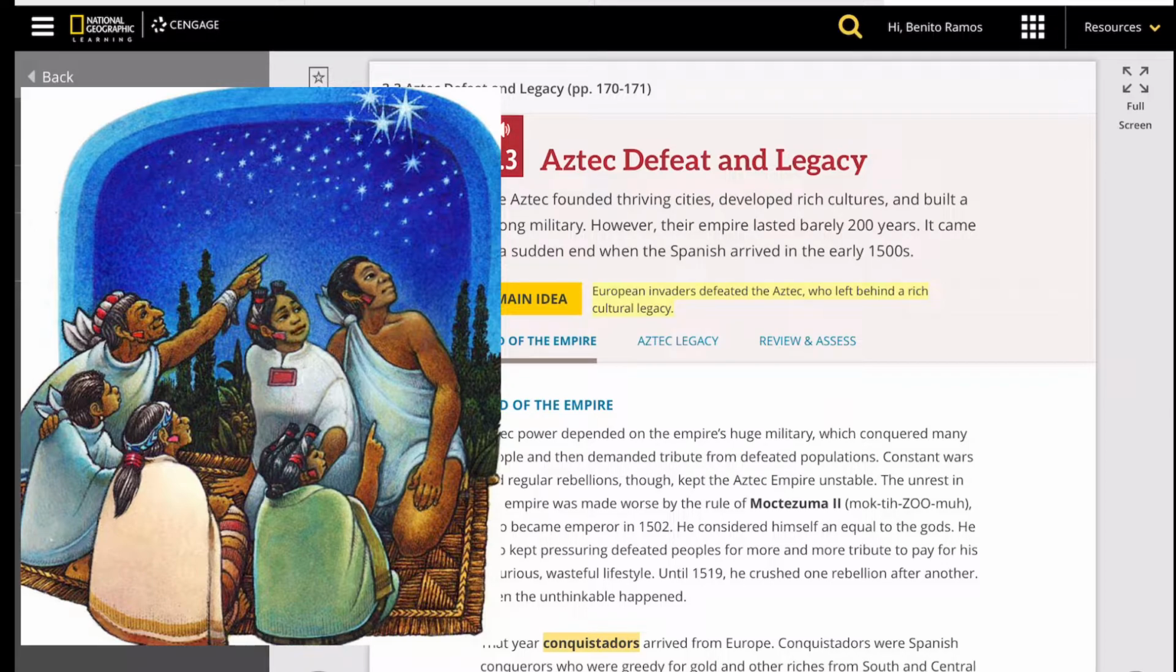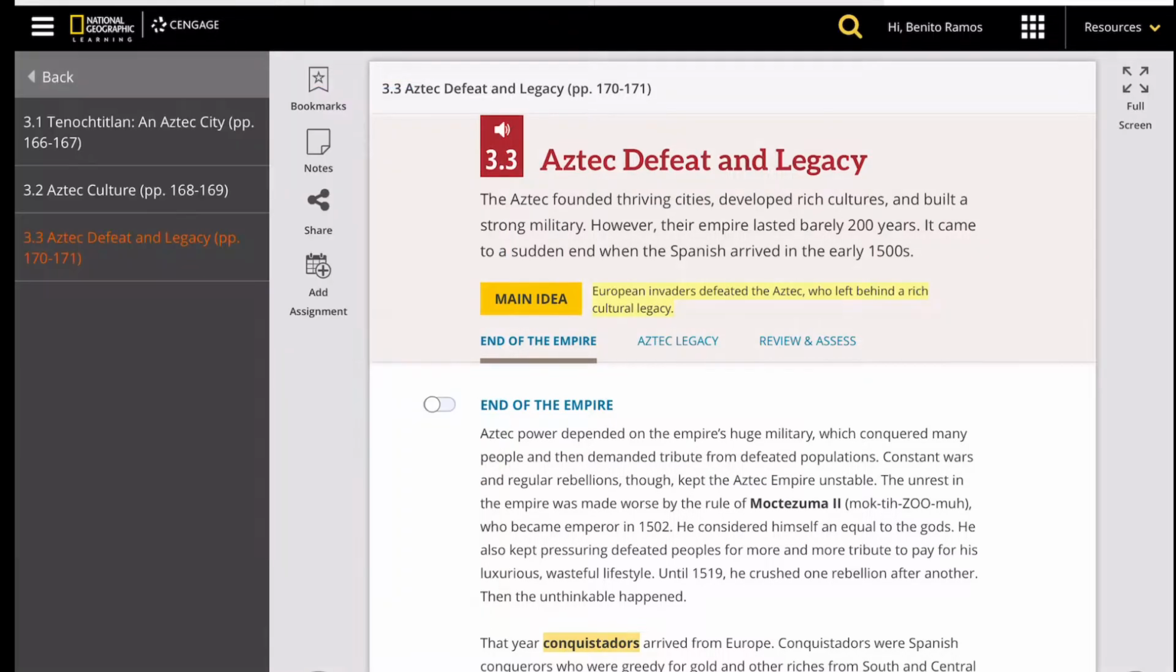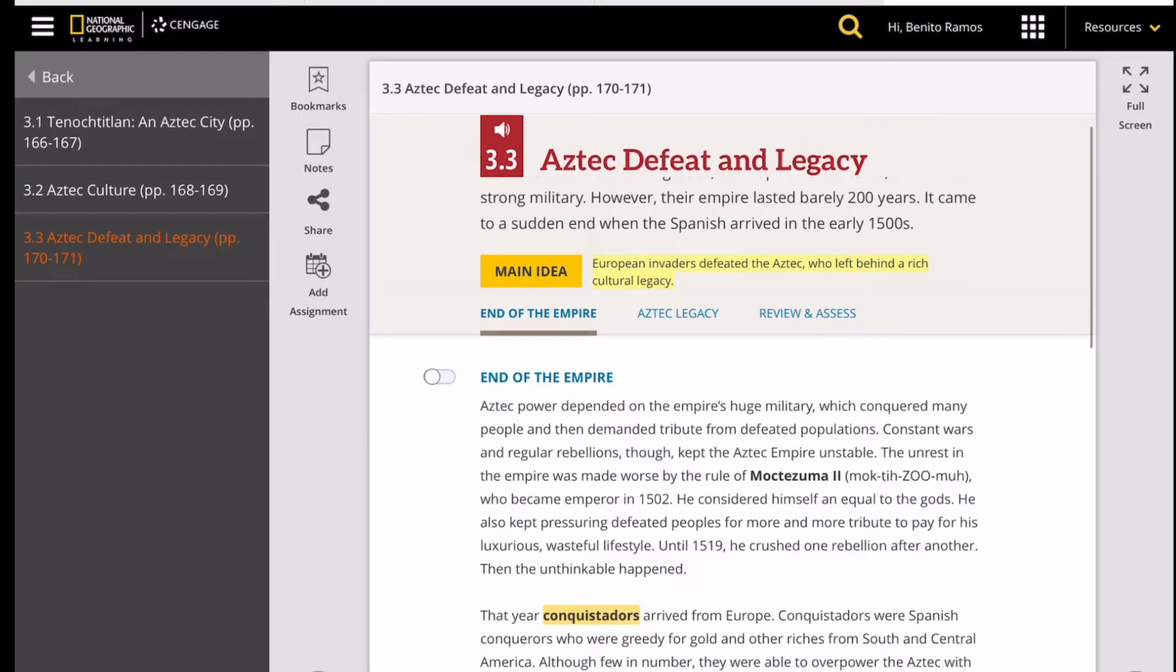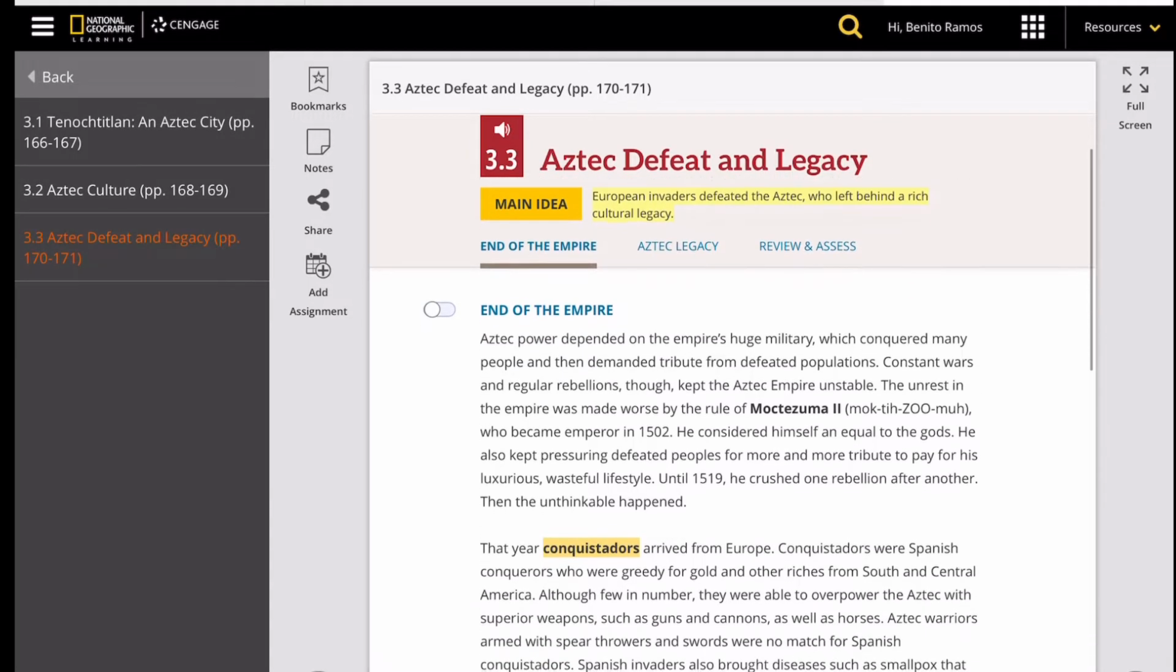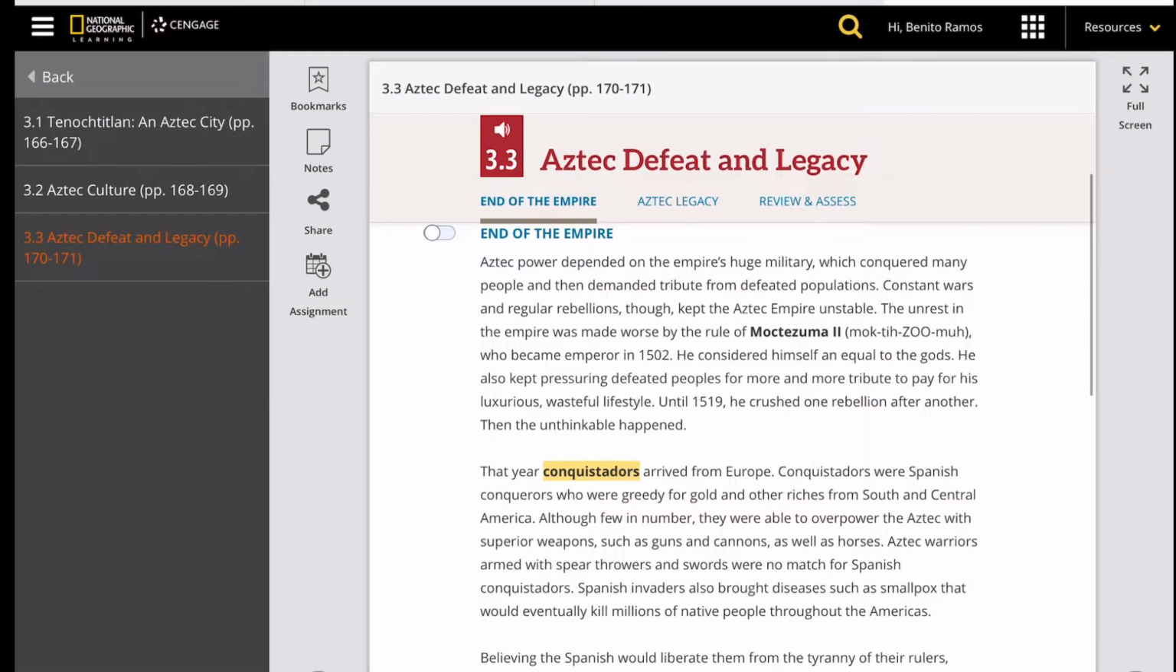The goal of this lesson is to describe the legacy of the Aztec in building, astronomy, and the arts. This lesson is divided into two parts. The first part is about the end of the empire, and the second part is about the Aztec legacy.